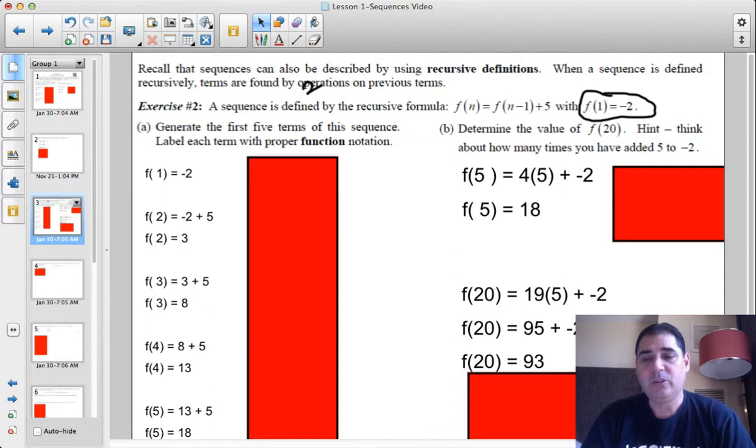Just keep that in the back of your mind, because we're going to be working with that in the next lesson. You want to add the common difference, 1 less than the term that you want, and then you take that value and add it to -2. So in this case, 19 times 5 is 95, add -2 gives you 93.